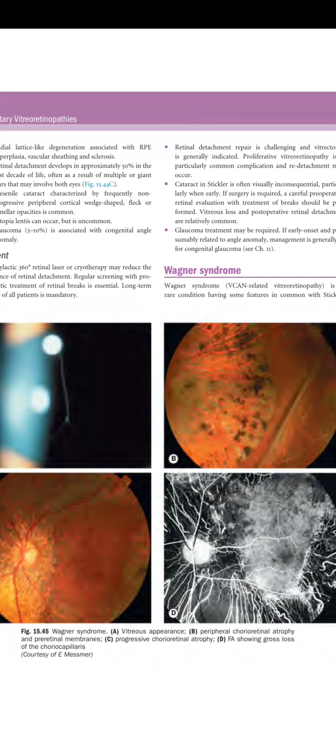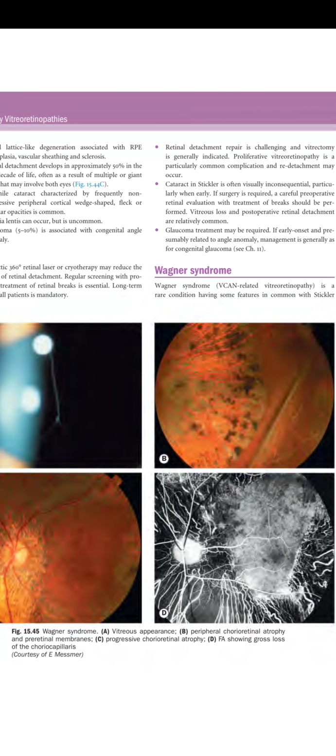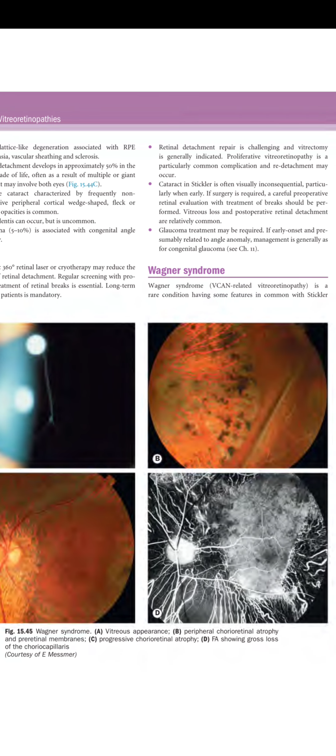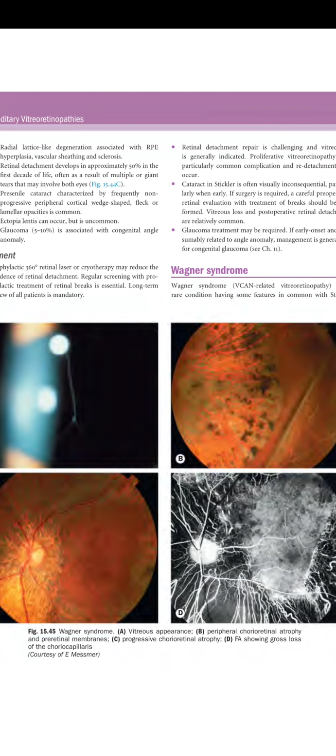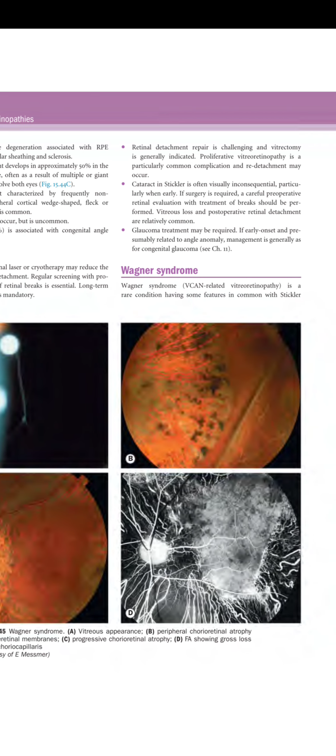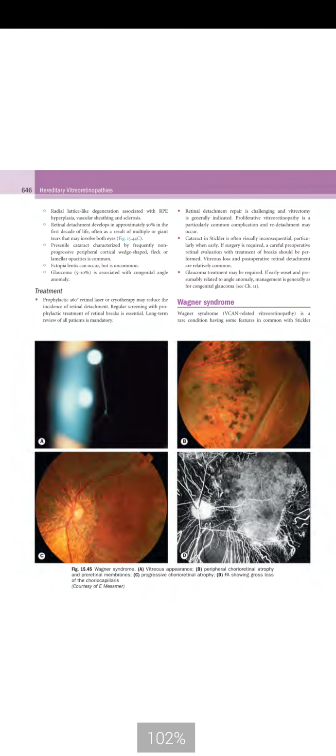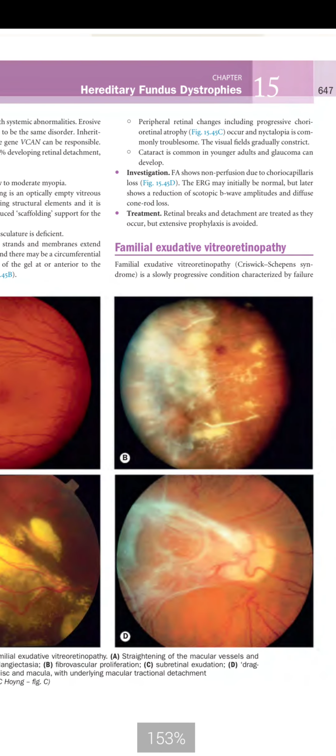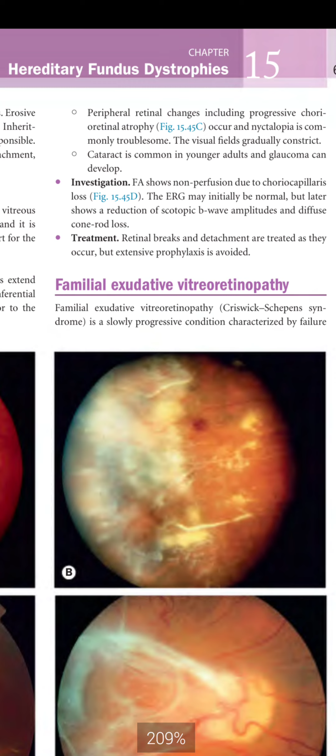A is showing vitreous appearance. B is showing peripheral chorioretinal atrophy and preretinal membrane. So you can see there is a preretinal membrane. C is showing progressive chorioretinal atrophy, and D is showing FA with gross loss of the choriocapillaris. Peripheral retinal changes include progressive chorioretinal atrophy, and ectopia is commonly troublesome. The visual field gradually constricts. Cataract is common in younger adults, and glaucoma can develop.